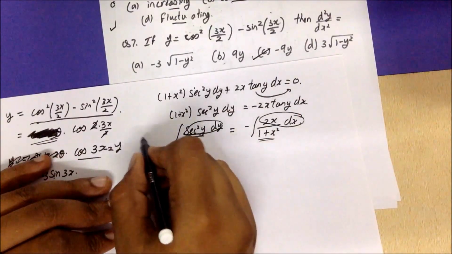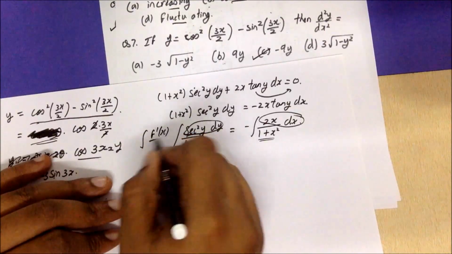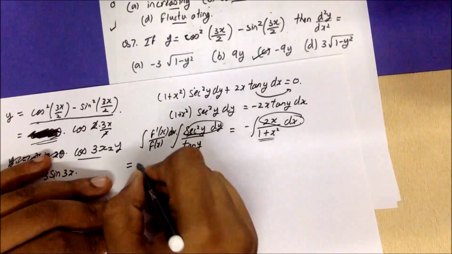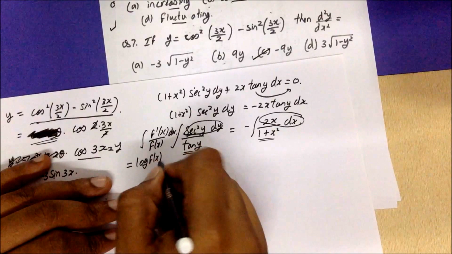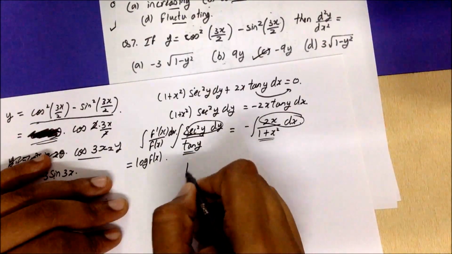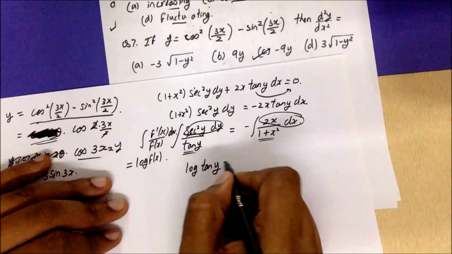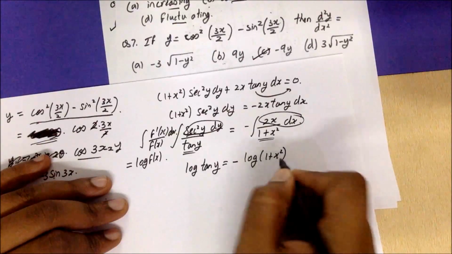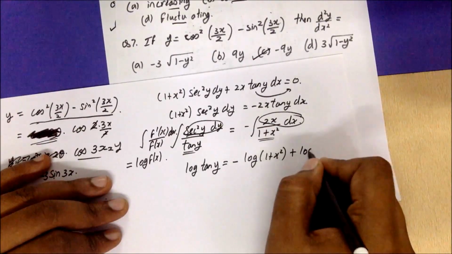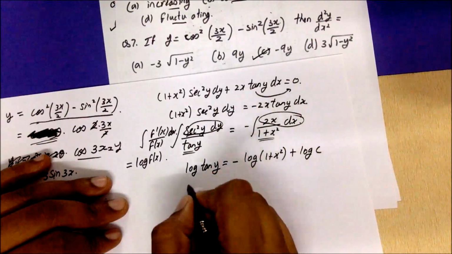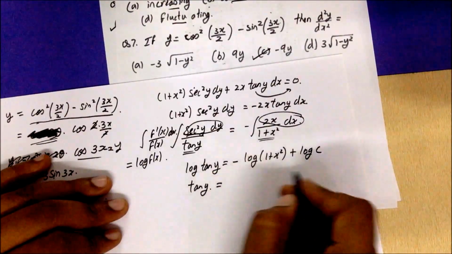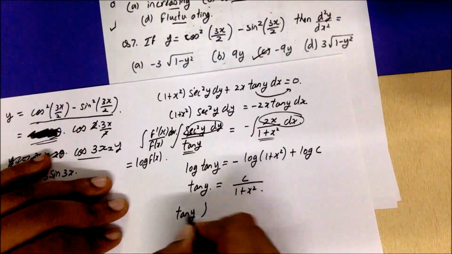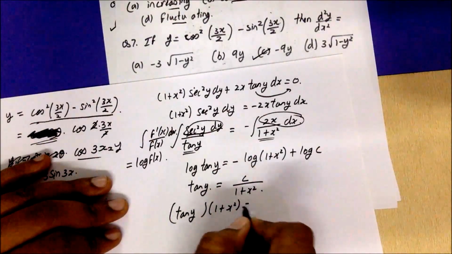So now this is the integration of f dash of x upon f of x dx. You should know that this particular integration is nothing but log of f of x. So using that concept, you will have log of tan y equals minus log of 1 plus x square plus a constant c, which we can write as log c. So what you will have is tan y is equal to c divided by 1 plus x square, or tan y into (1 plus x square) is equal to some c.